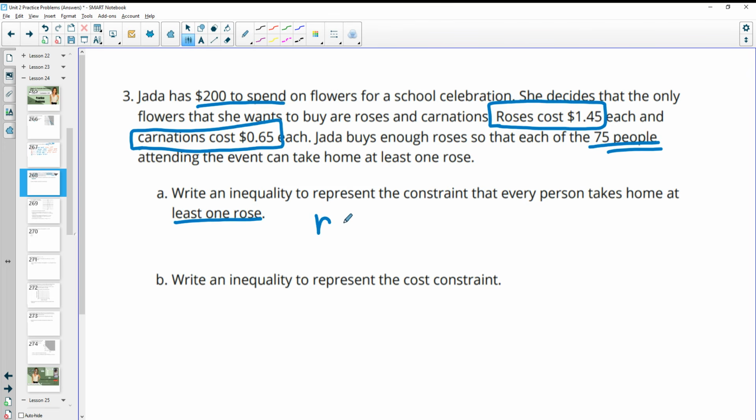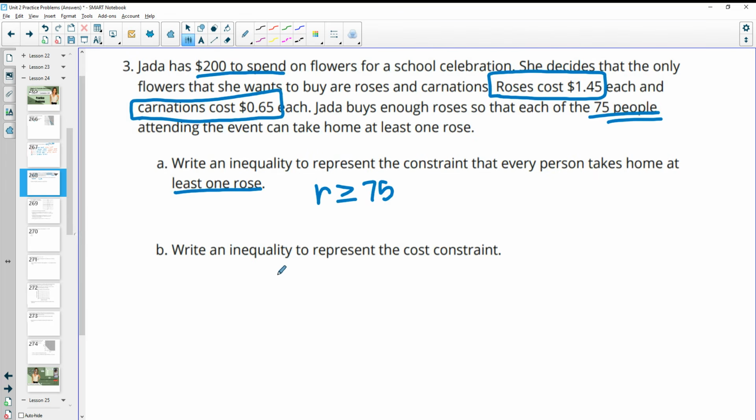So if we call the number of roses she gets R, we just need to make sure that we have R greater than or equal to 75 roses. So if we have equal to 75, everybody gets one. Anything above that, people would be getting more than one.